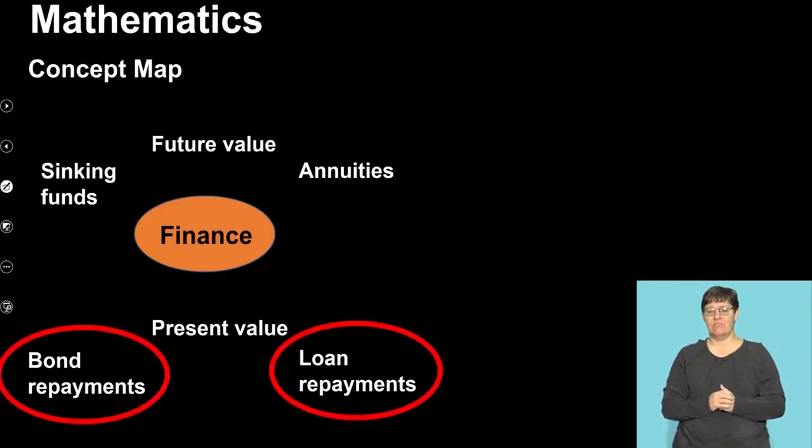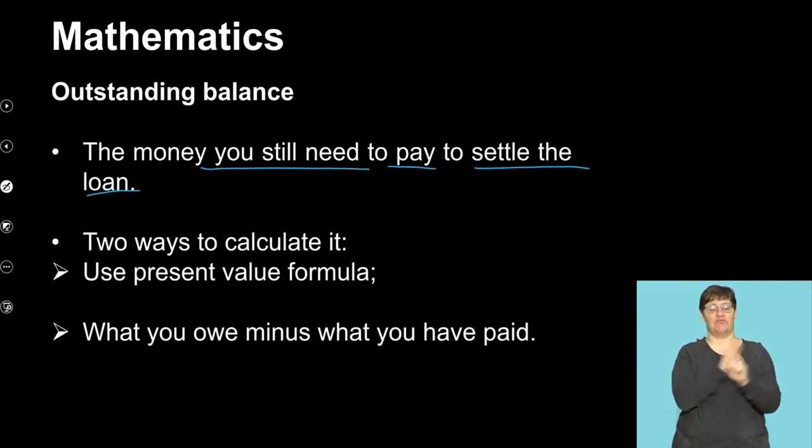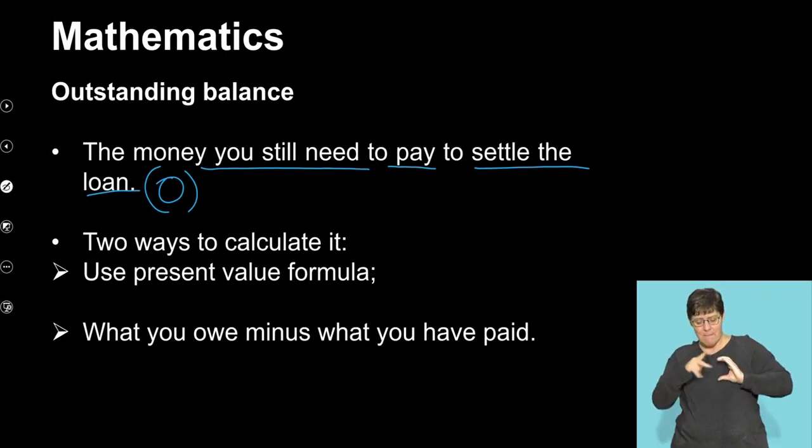So remember, present value has to do mainly with bond repayments and loan repayments, right? So that's where the outstanding balance concept will be taken from. Now, when you talk about the outstanding balance, this is the money you still need to pay in order to settle the loan, meaning to make the loan equal to zero. That's what we are talking about.